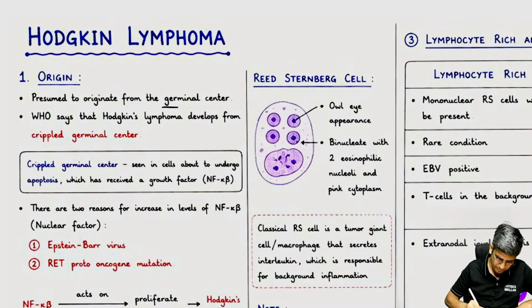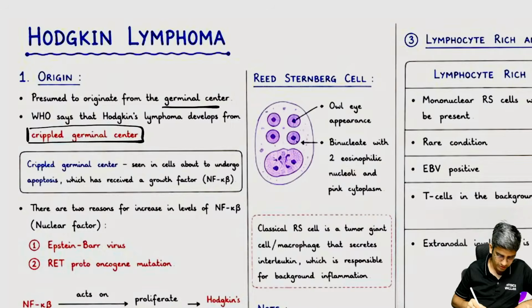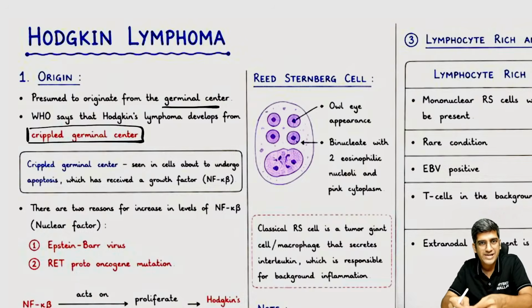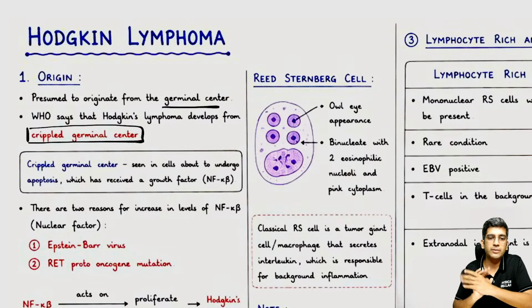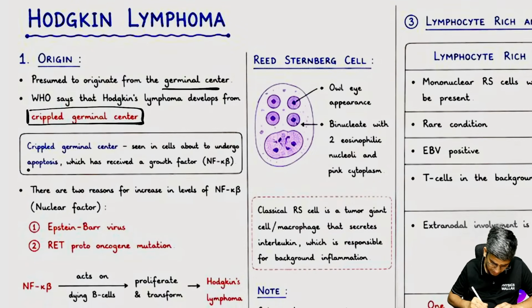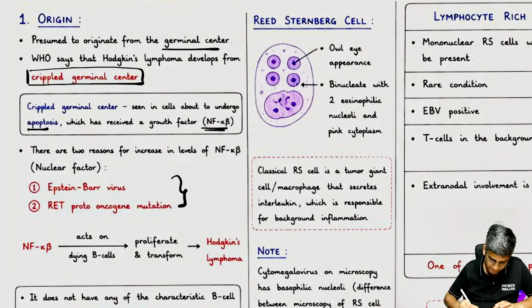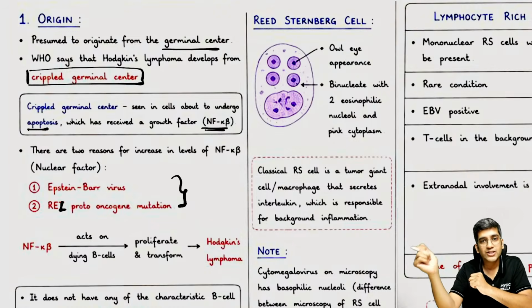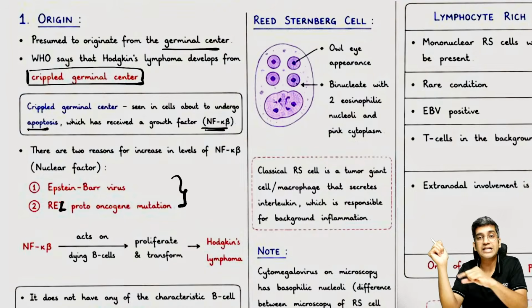Hodgkin's originates from the germinal center. WHO calls it a crippled germinal center origin. Why crippled? The tumor cell is about to die, when EBV or a mutation gives it survival. That's what crippled germinal center means. When they are about to undergo apoptosis, they receive a growth factor, nuclear factor kappa B, in the form of these two: it is the REL proto-oncogene, not the RET proto-oncogene. Epstein-Barr virus or a REL proto-oncogene mutation gives just a hope to a dying cell. That's why I call it a crippled germinal center.